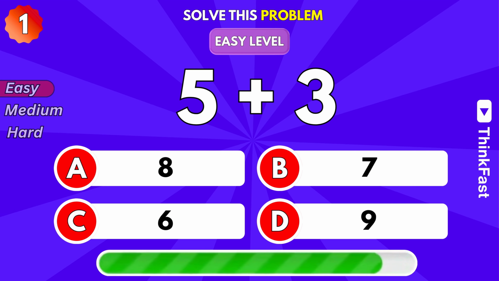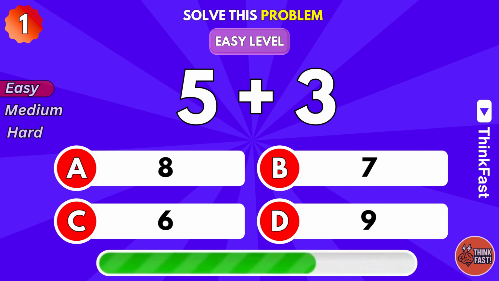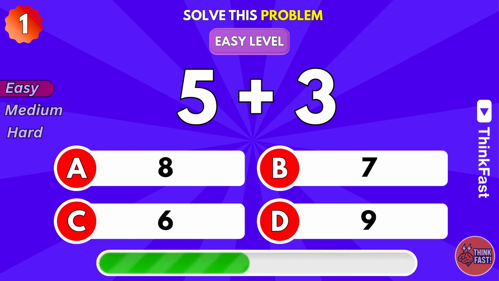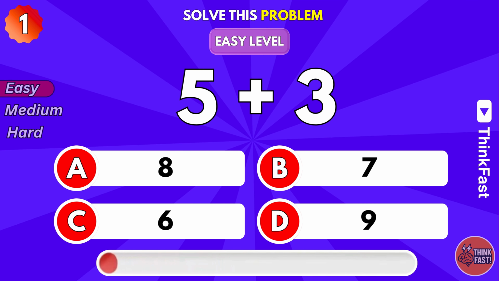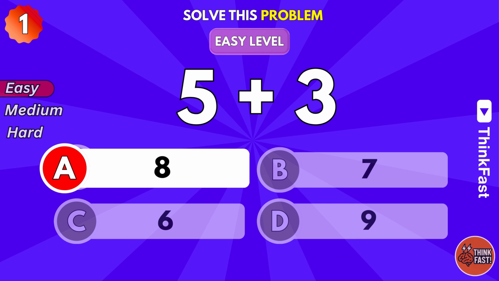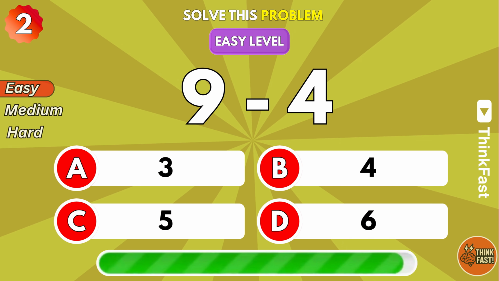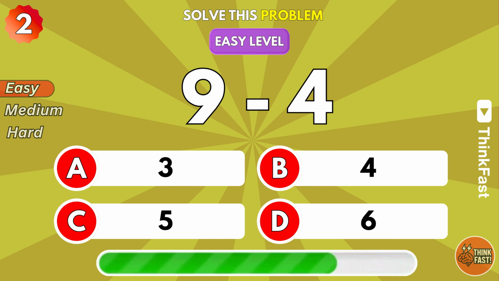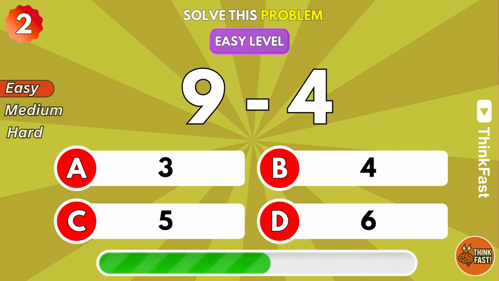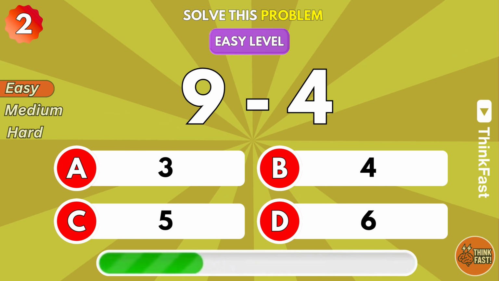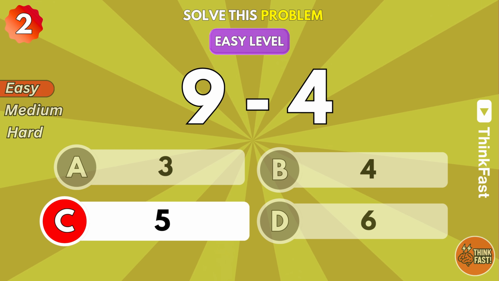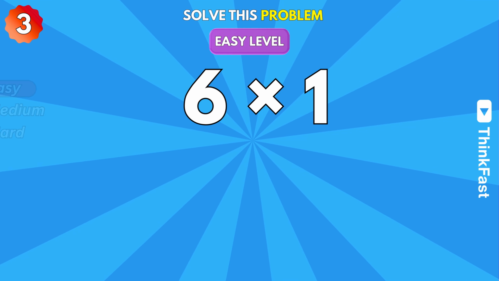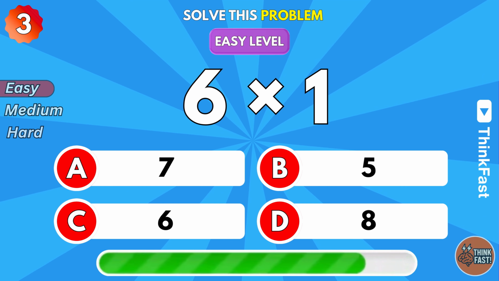What is 5 plus 3? Answer A, 8. What is 9 minus 4? Answer C, 5. What is 6 times 1?